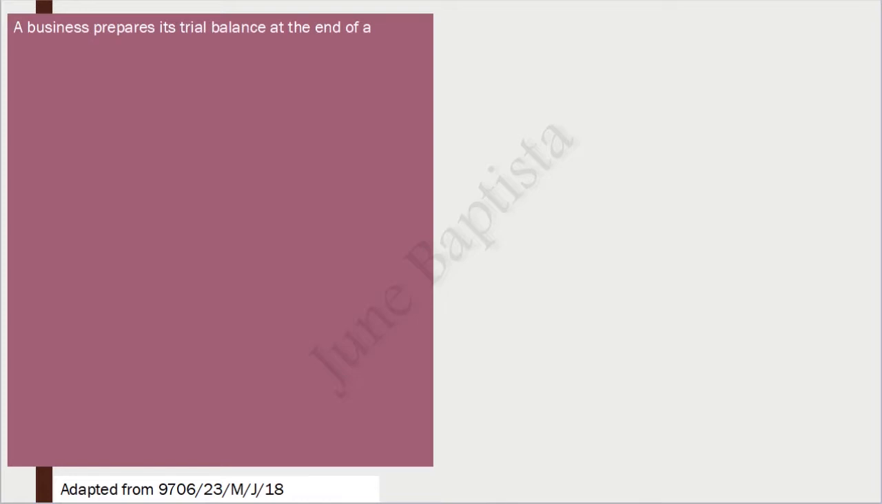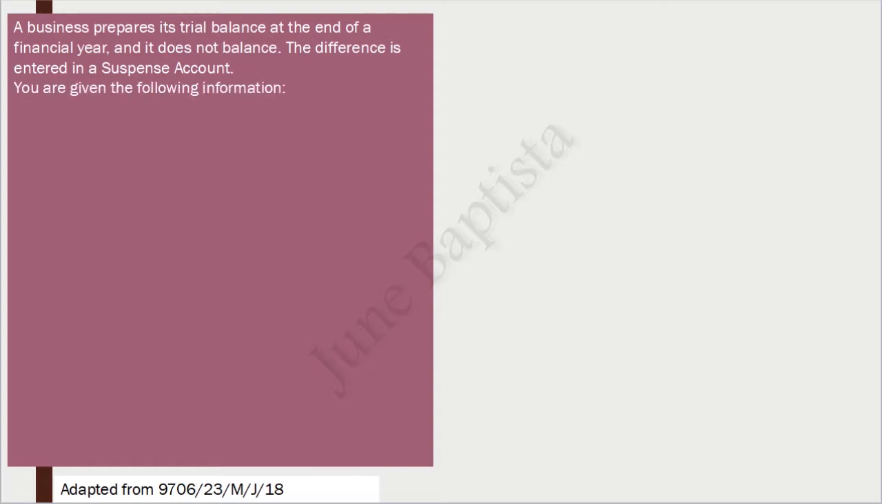Let us look at another example on suspense accounts, adapted from a past paper. A business prepares its trial balance at the end of a financial year, and it does not balance. The difference is entered in a suspense account. Notice, we are not given the difference between the totals in the trial balance. We will have to work this out. We are, however, given the following information. The following errors were discovered on checking the financial records. Let us look at each error separately and the journal entry required to correct it in the working.